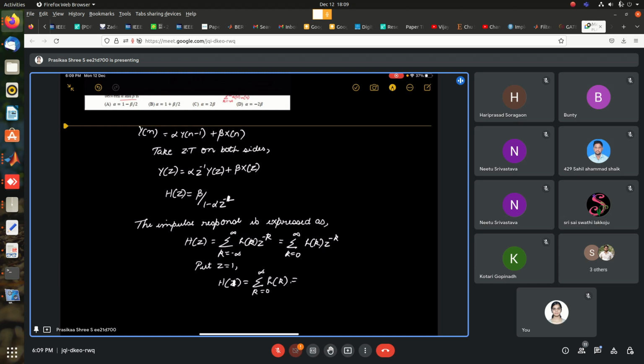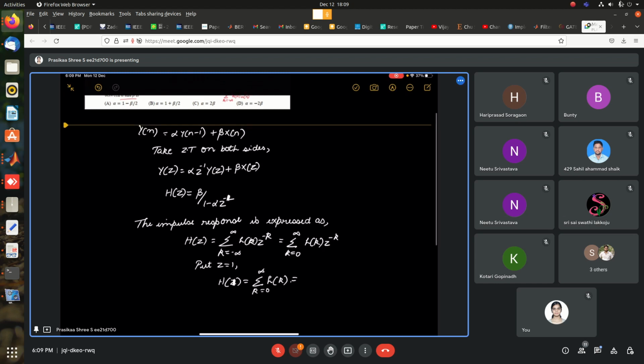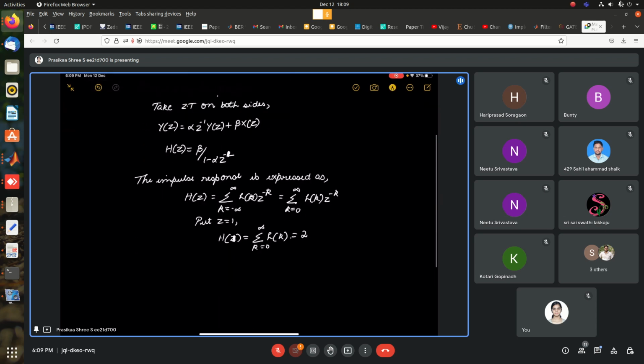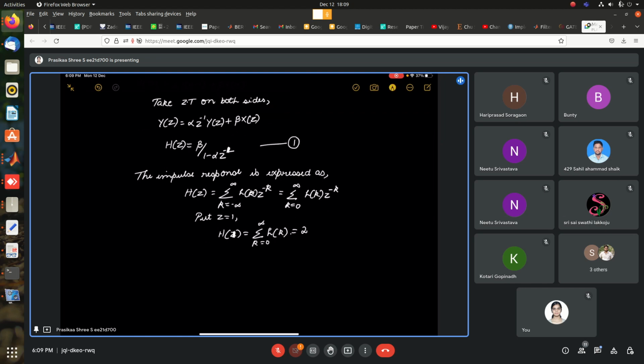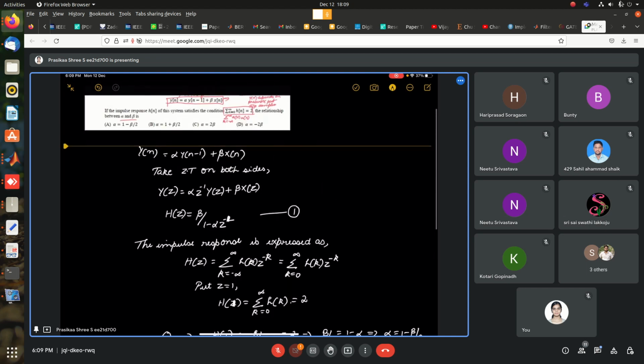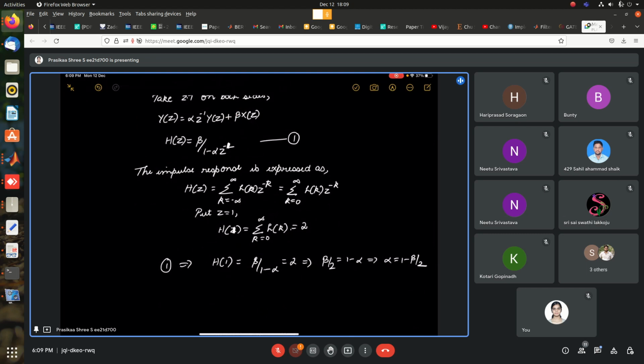We can clearly see from the condition given in the question that this should be 2. So substitute z equal to 1 in the first equation: beta by 1 minus alpha equals 2. So beta by 2 is equal to 1 minus alpha. So alpha is equal to 1 minus beta by 2. The option is A, and both of the students have told the option is A. Is it clear with everyone?